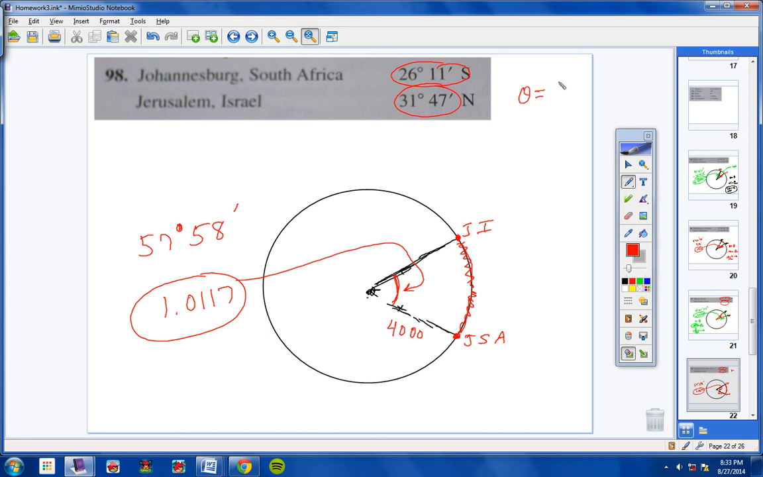Theta equals S over R. Theta is 1.0117, and that would equal my intercepted arc S over my radius of 4,000. So if I multiply the right side by 4,000, I'm left with S. And if I multiply this side over here by 4,000, I am left with 4,046.8.